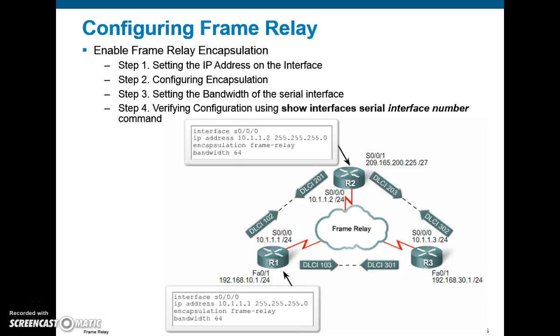Okay, step number 1, configure and enable frame relay encapsulation. First, you need to go to the interface where it's connected to the frame relay switch. Next, you configure an IP address, and then say encapsulation frame relay. Optionally, you may want to specify the bandwidth for the serial interface.